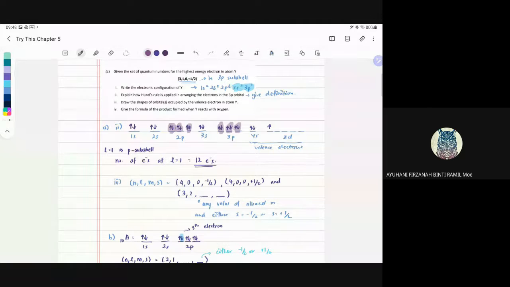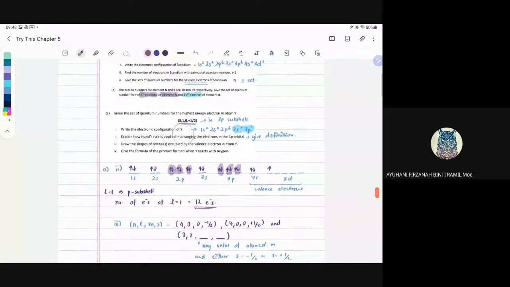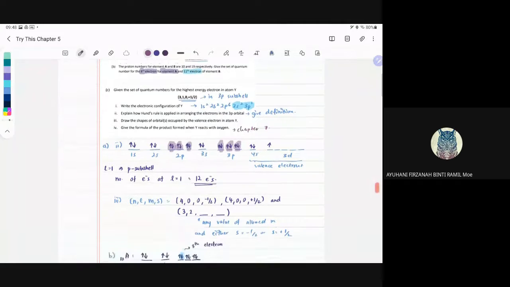Now, question 4, C4, we can ignore. This is a chapter 6 question. Chapter 7 question. Because this is actually a past paper question. Past paper, so it will be mixed, okay? So, this is chapter 7. Alright.